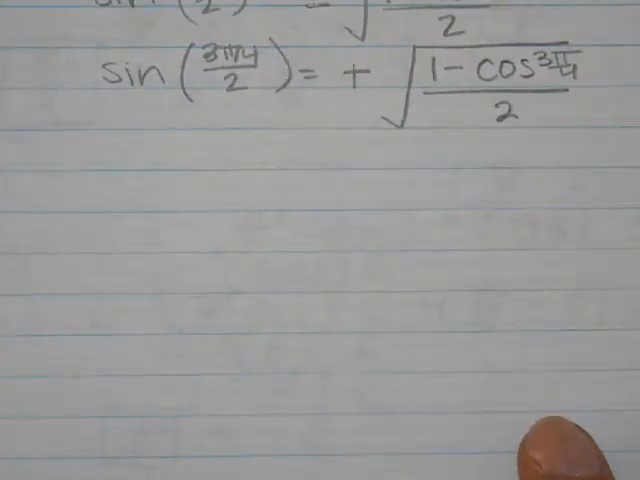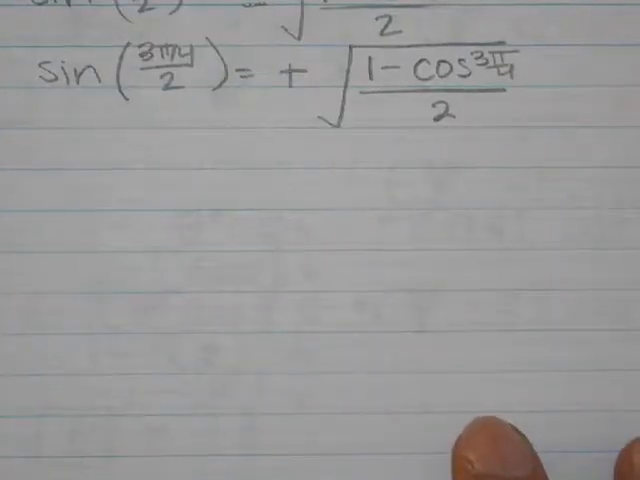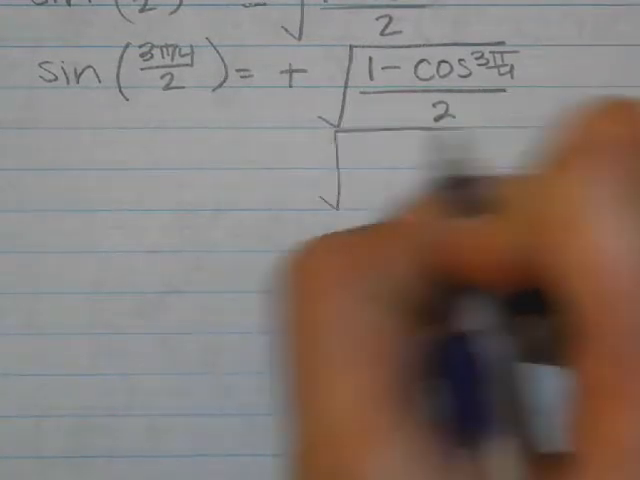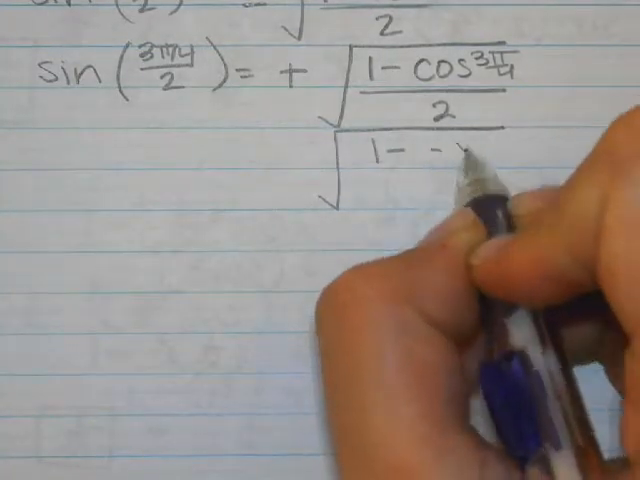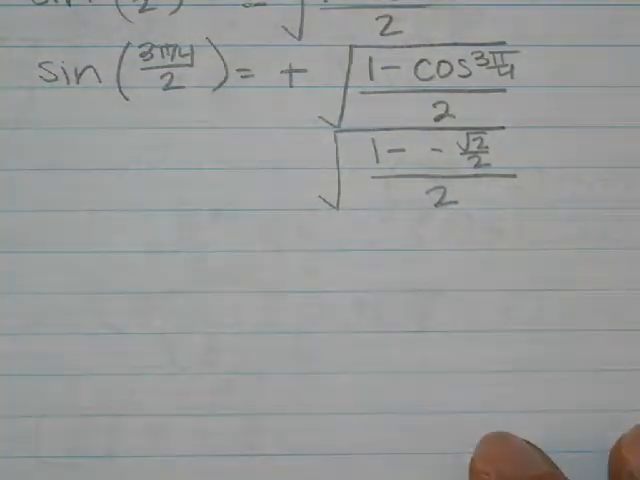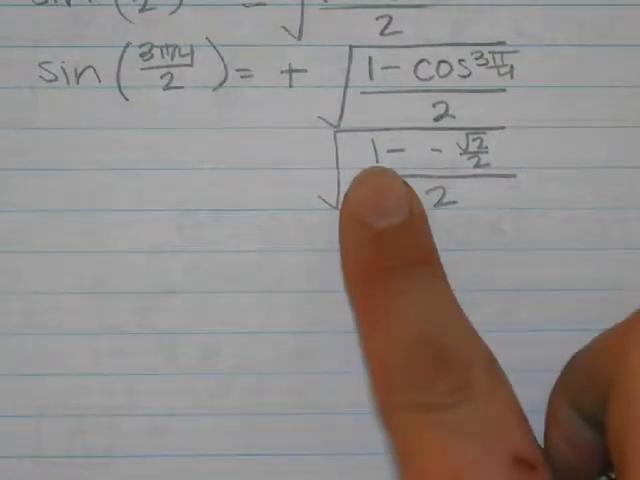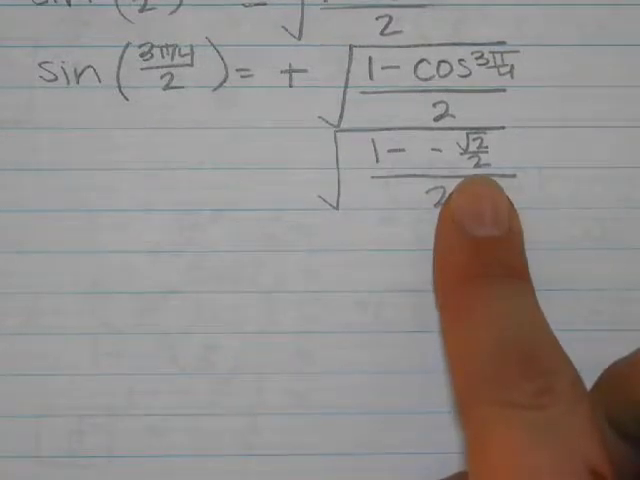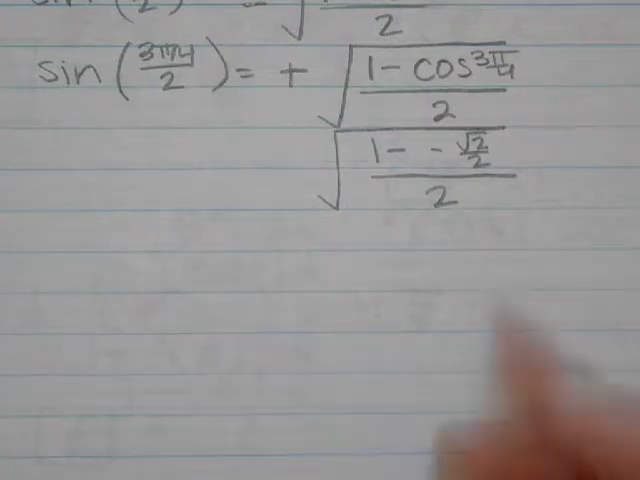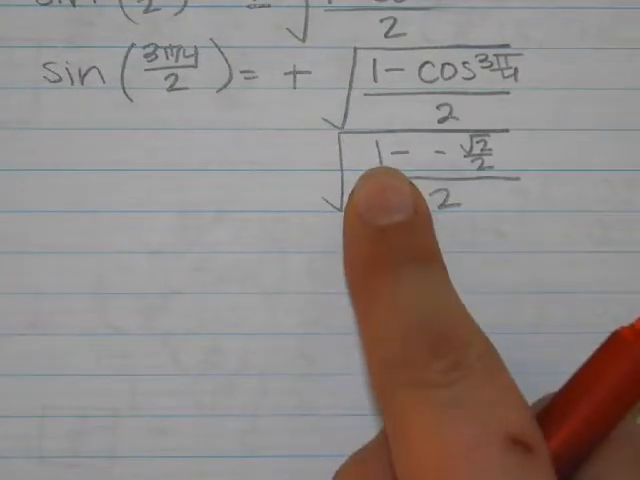What is cos of 3 pi 4ths? Negative root 2 over 2. Positive or negative? Negative. Alright, so we're going to have 1 minus negative root 2 over 2, all divided by 2. We have a 1, and we have a fraction. Common denominator, okay? So I'm going to take that 1, and instead of leaving it as a 1, how am I going to write it? 2 over 2.